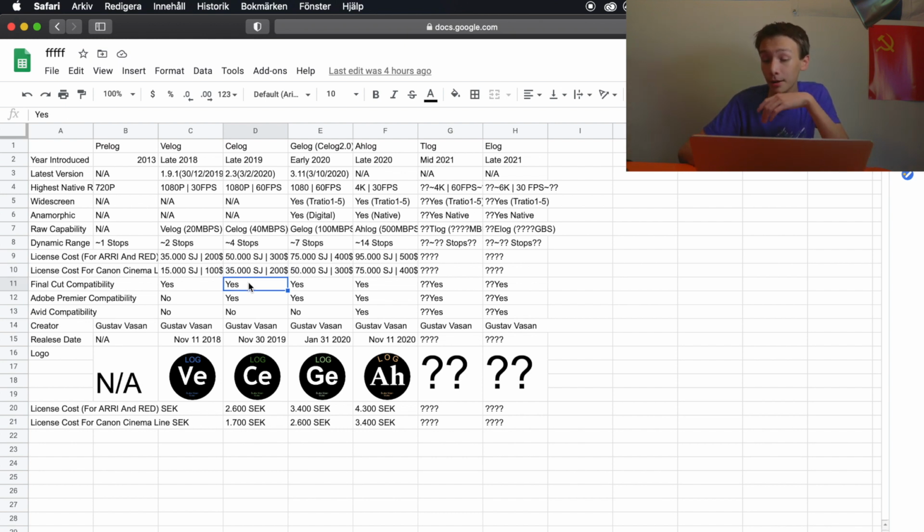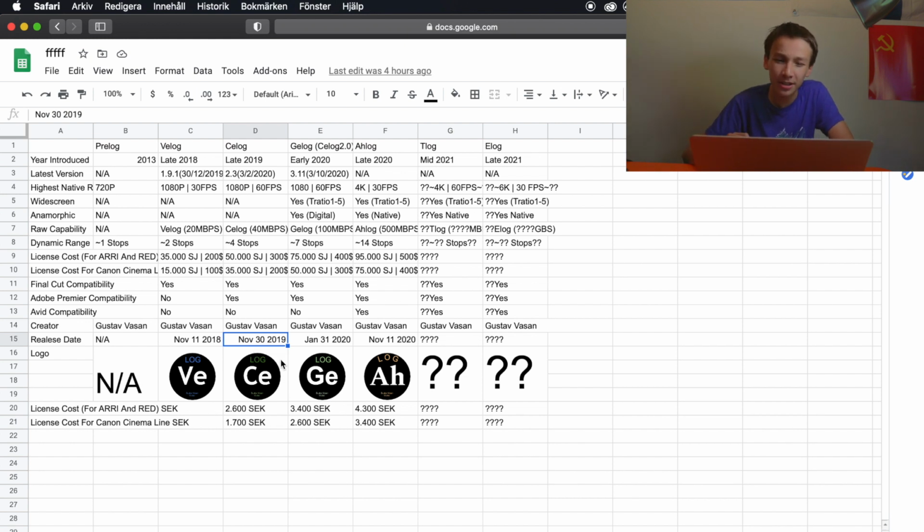Or this was, if you want to, you could get this in Swedish krones if you're in Sweden. 2,600 or 1,700 for Canon Cinema line. It's actually a little bit cheaper than US dollars. Don't tell anyone, okay? That's a secret.